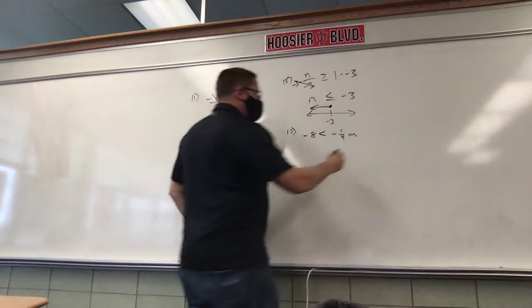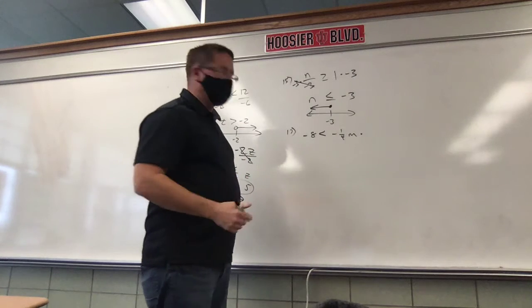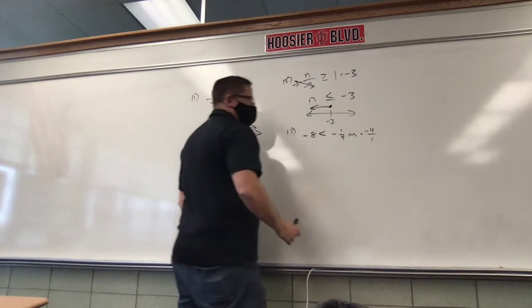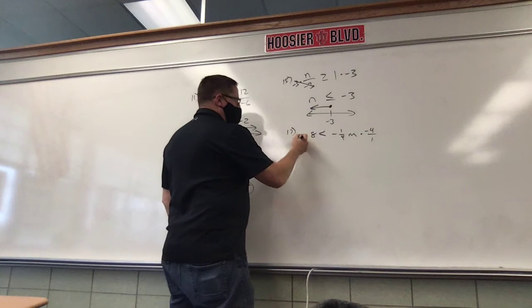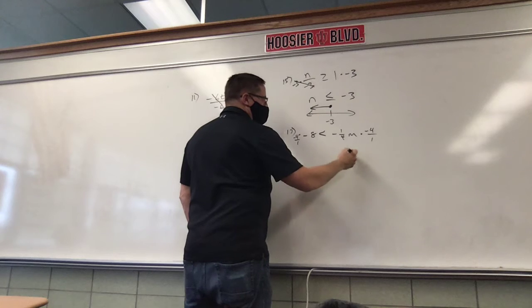Can we use 0.25? I would, if you want, but I just think fractions might be easier. Either one works. So times negative 4/1. These cancel, and we're left with m.